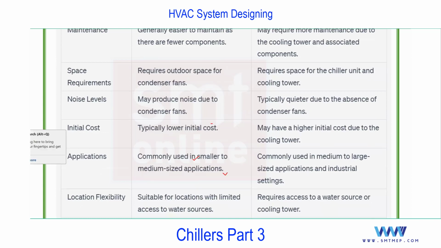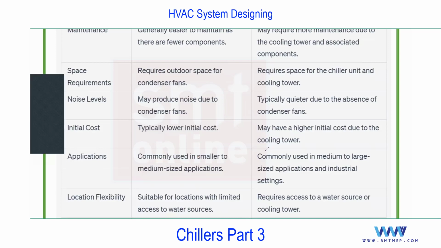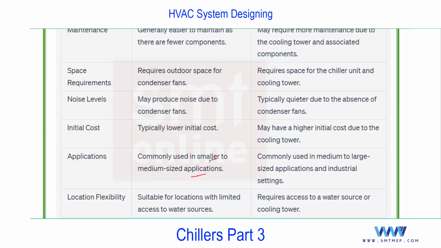Application point of view, as we discussed at the beginning, the centrifugal compressor is available only with the water cooled chiller. So for higher capacity requirements, we'll go with water cooled. But for small to medium capacity, we can go with air cooled, commonly used for smaller to medium size applications, compared with water cooled, not compared with the DX system. Small doesn't mean a villa or a small office; it means smaller or mid size compared with large commercial or large industrial sites. Water cooled is for large size applications and industrial processes.